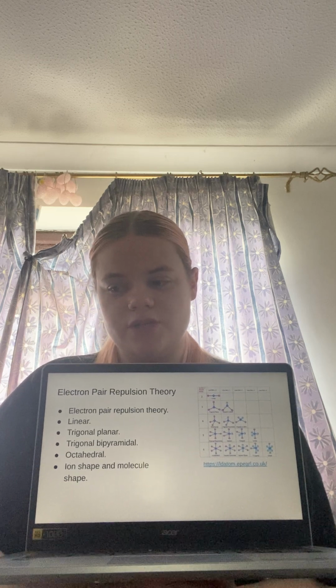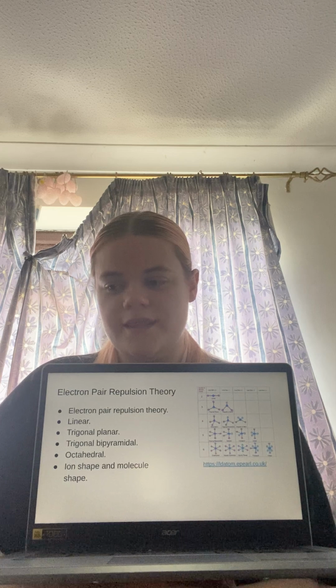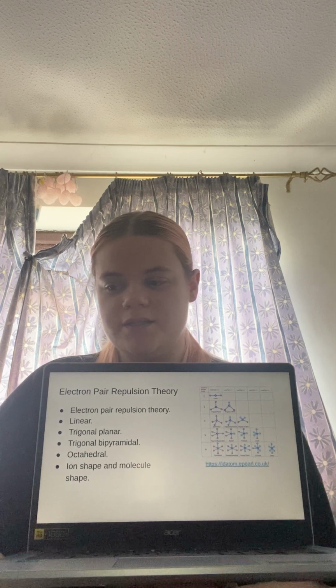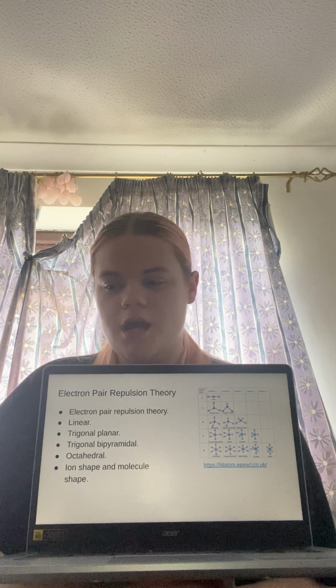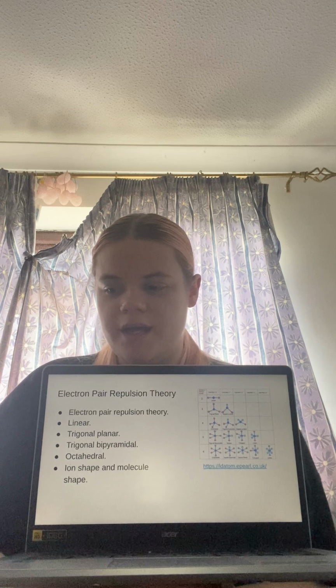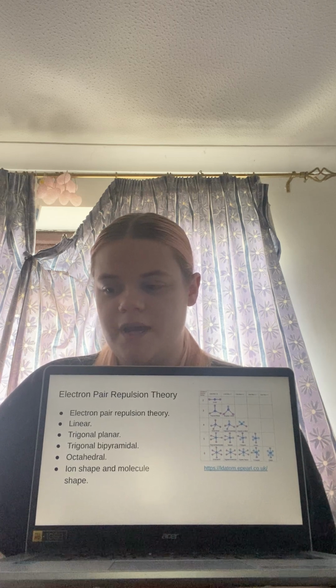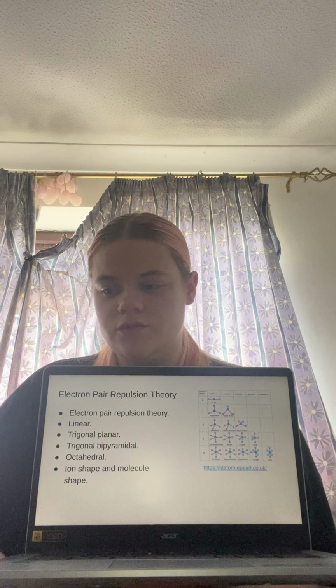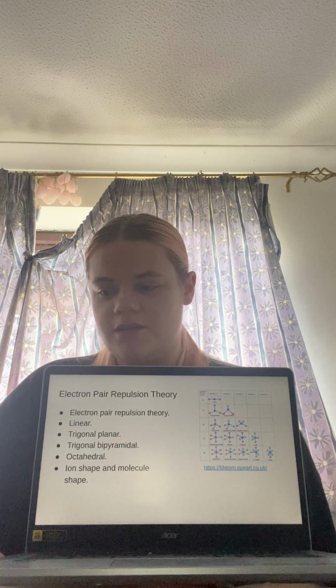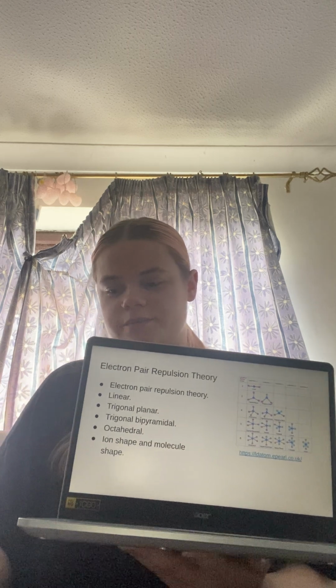Ion shapes and molecule shapes are different because molecules are neutral and ions have a positive or negative charge. Molecules are held together by covalent bonds, ions by electric forces. The ion's charge is an additional thing to consider when predicting its shape.